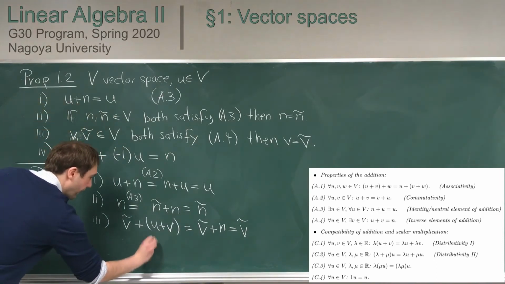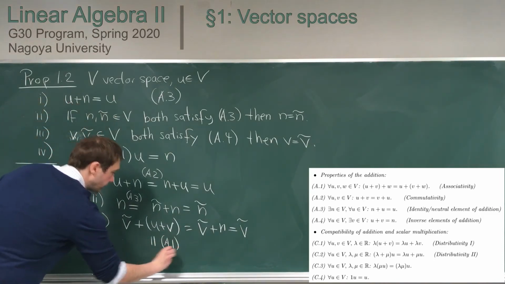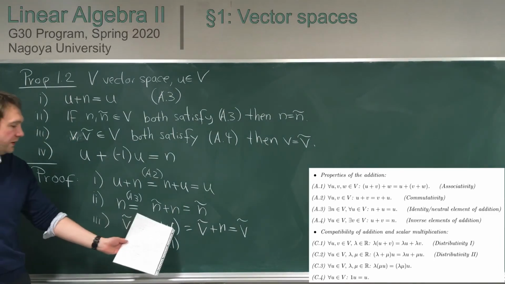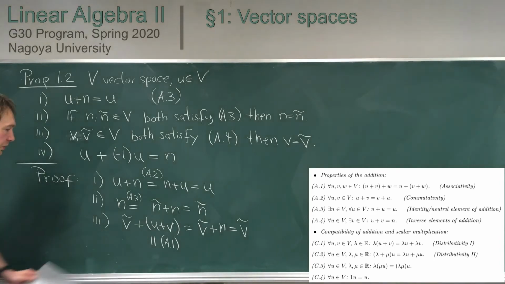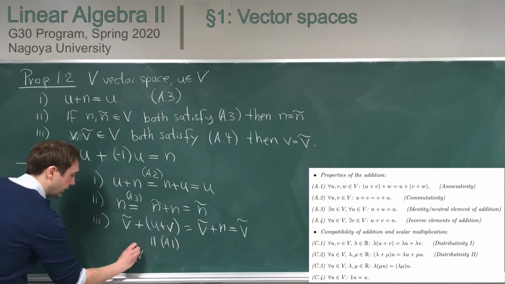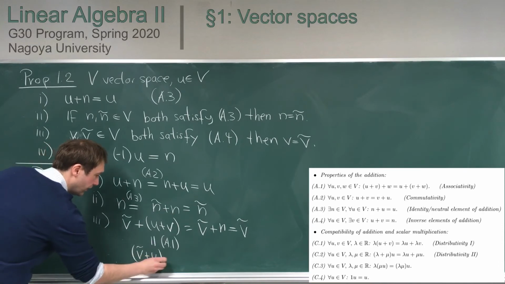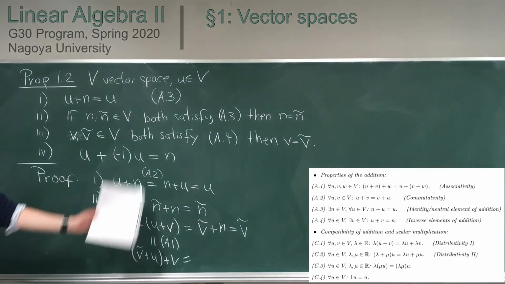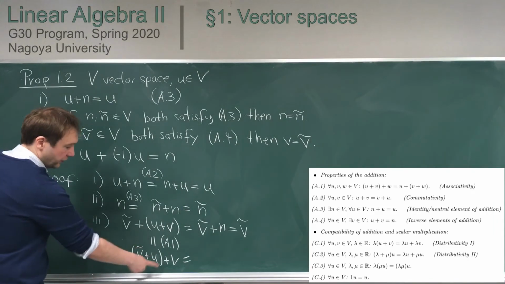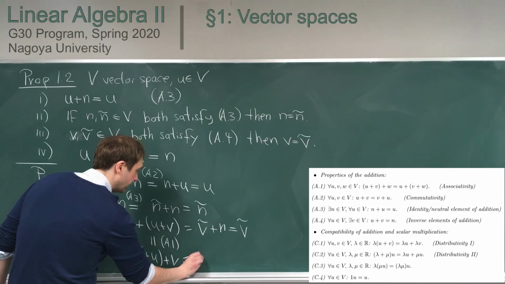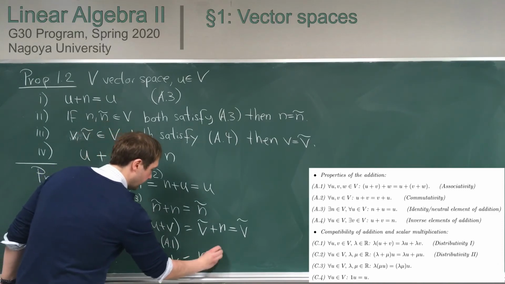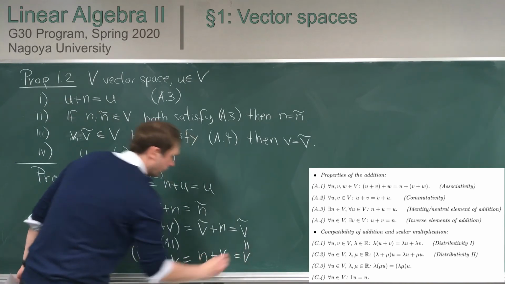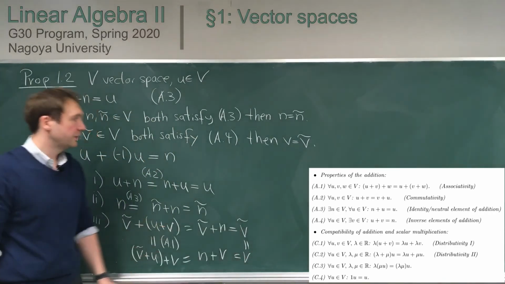But by the condition A1, if I have a sum like this, it doesn't matter if I first add u and v, or if I first add v tilde and u. So this is the same as v tilde plus u plus v. But if v tilde also satisfies this condition A4, then this is also just the identity element n. So this is n plus v, and n plus v is v. So in other words, v equals v tilde.